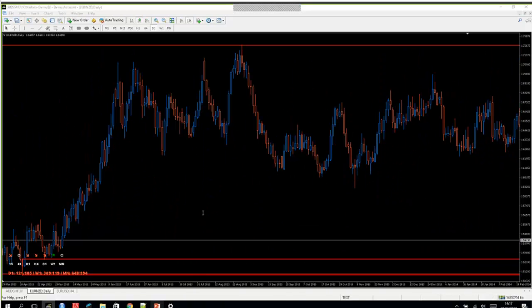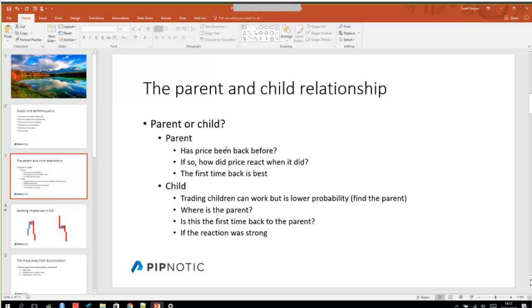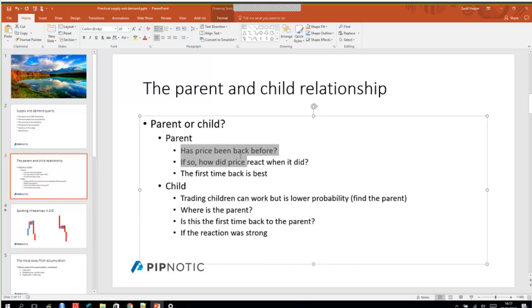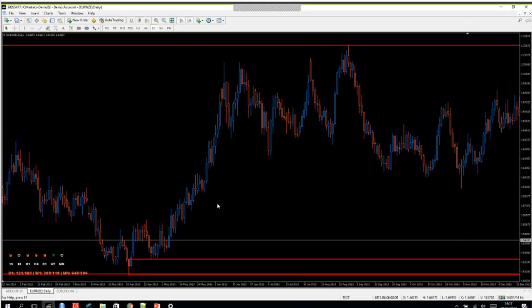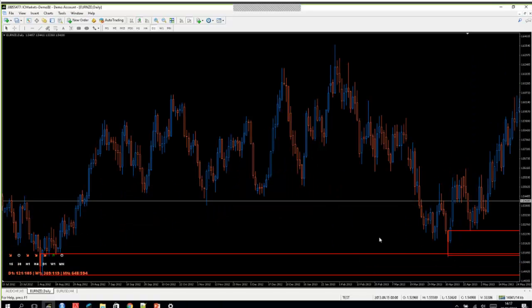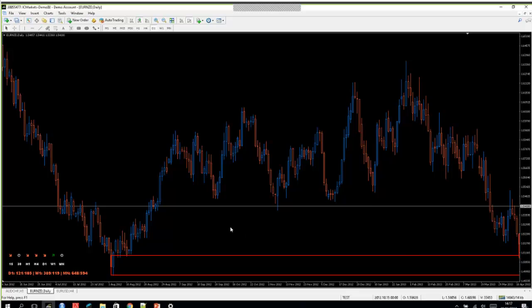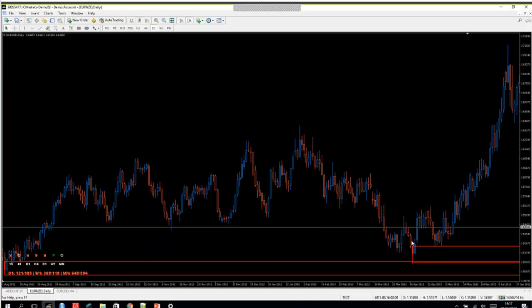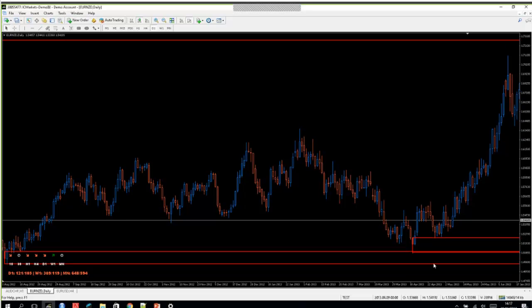And so if we come back to our list here, we have these questions that we can ask. Is this a parent or a child? If it's a parent, has price been back to that area before? We go back here. Has price been back to this area before? It has. It's been back to this area before when it tested this one here. What would that do? Well, that would mean that this is potentially an area that price might move through on another approach.